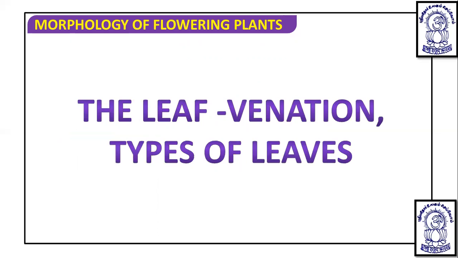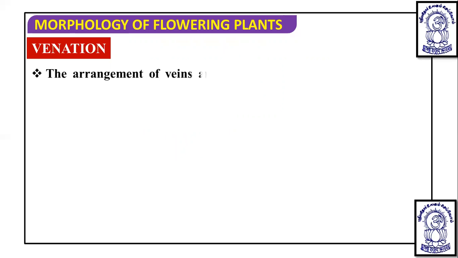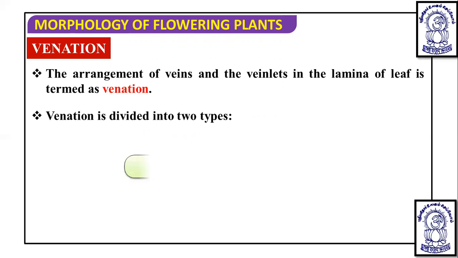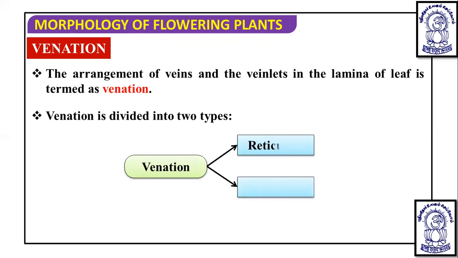Now next we are going to talk about venation in the types of leaves. First we are going to talk about venation. What is venation? Venation is the arrangement of veins and veinlets in the lamina of the leaf. How these veins and veinlets are arranged in the lamina is explained by venation. Now venation is of two types. One is reticulate and the other is parallel.